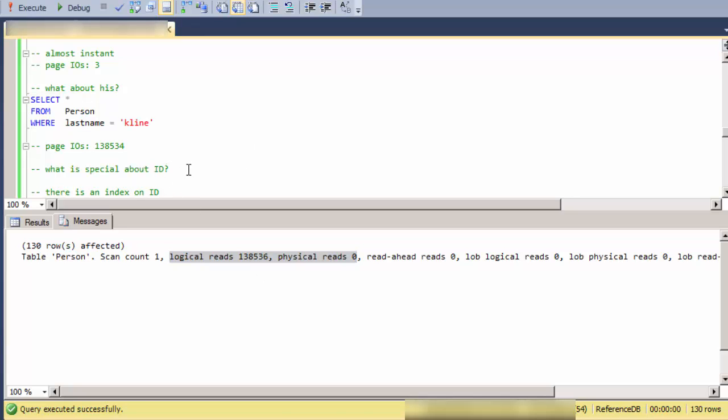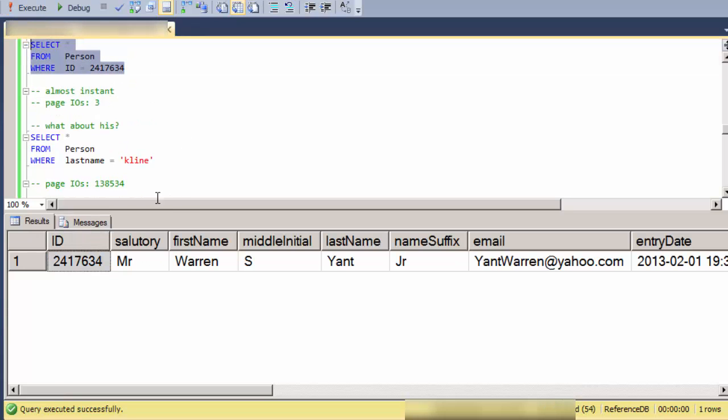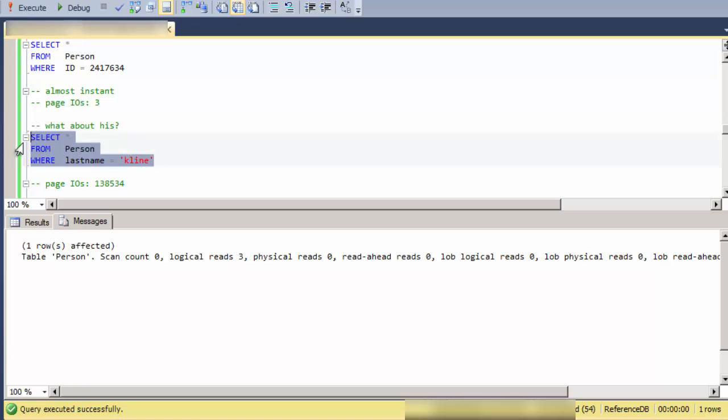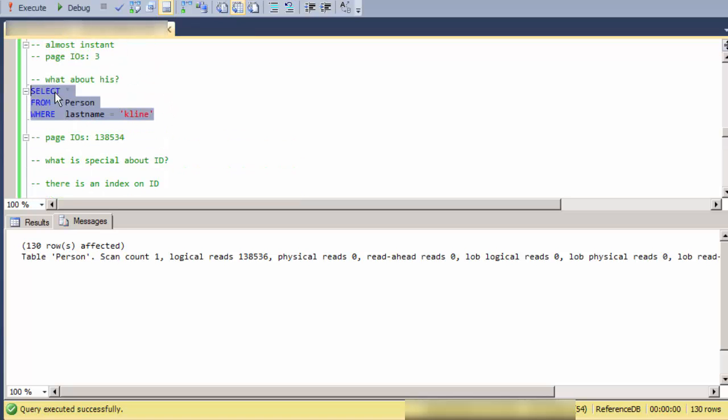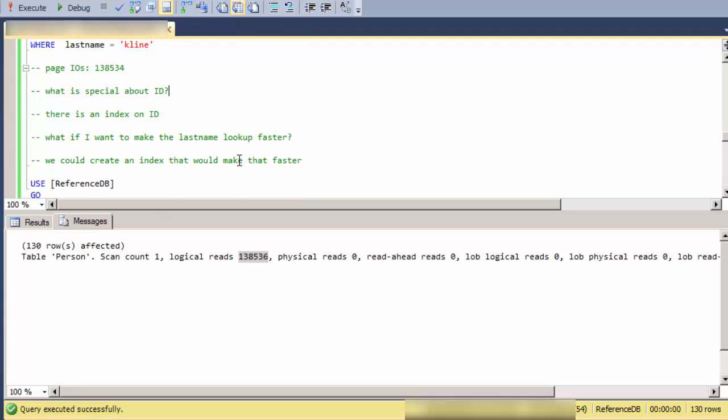So what's special about ID, and why does this select star generate 3 page IOs and this generates 138,000? Well, the reason is that there's an index on the ID. By definition, when you first create a table and you set a primary key on it, an index is set on that primary key. That index helps immensely on lookups for things by ID. So whenever I have a where ID equals, or where the primary key equals something, it's going to be extremely fast. But what if I want to speed this up in terms of I/O? I have 138,000 IOs. So how would I fix that?